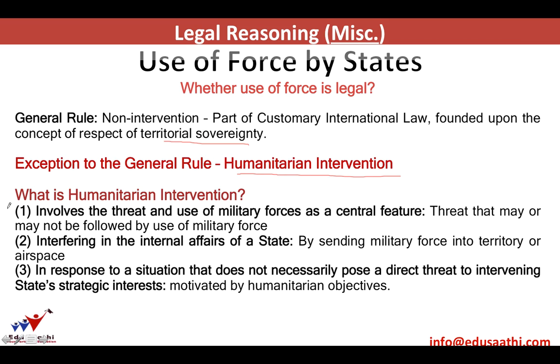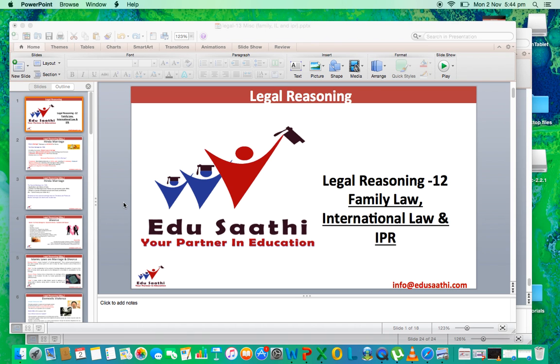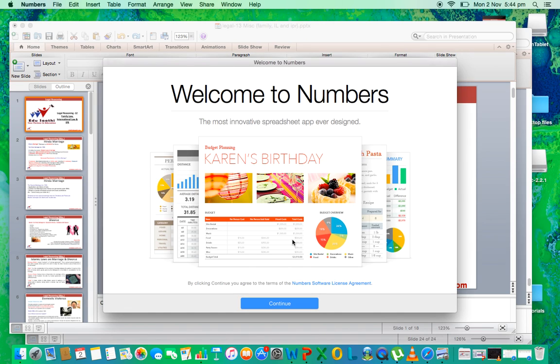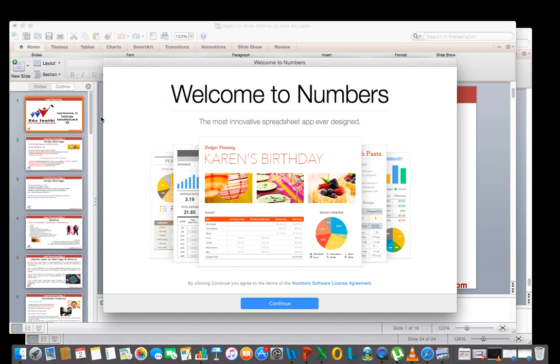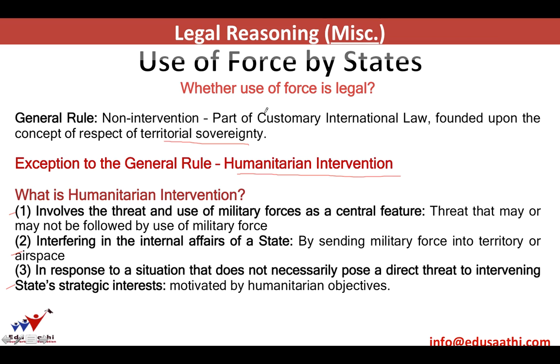What are the ingredients of humanitarian intervention? You can read it out. One is that it involves the threat and use of military forces as a central feature. Threat that may or may not be followed by the use of military force.